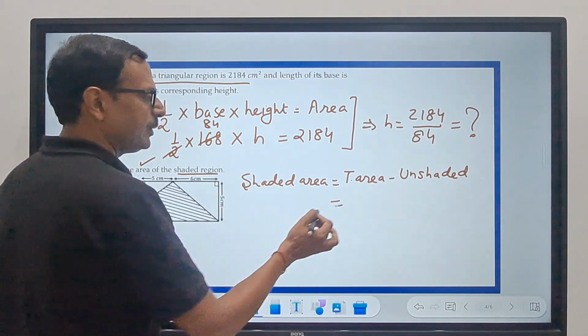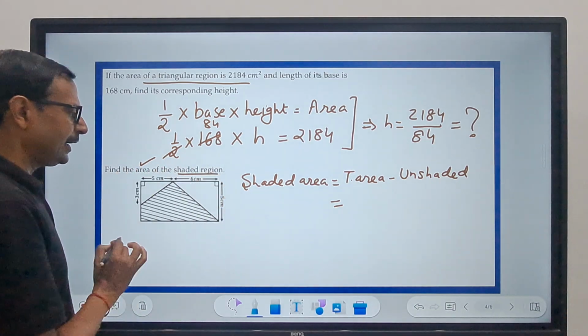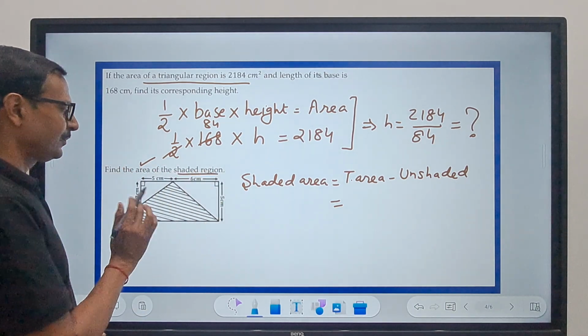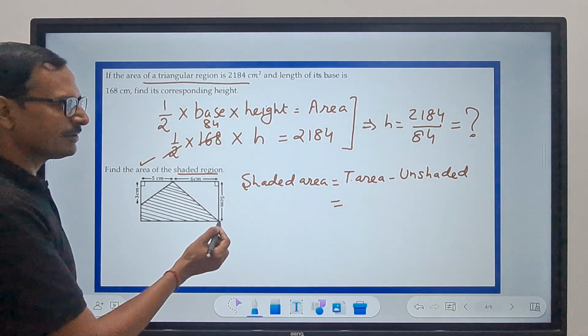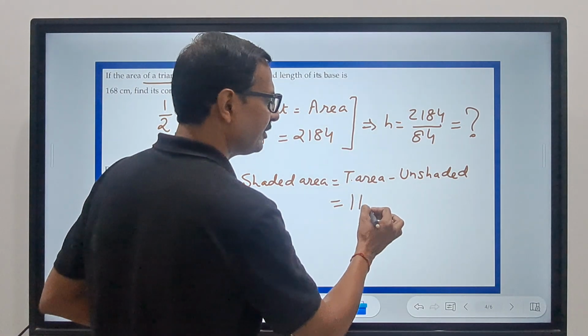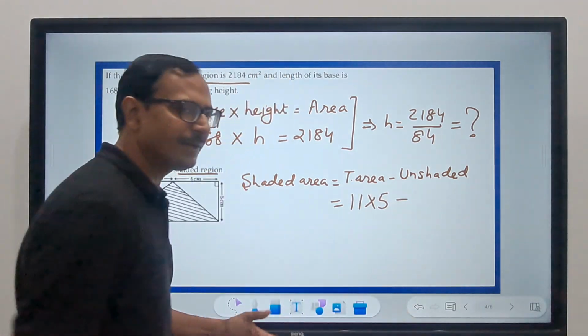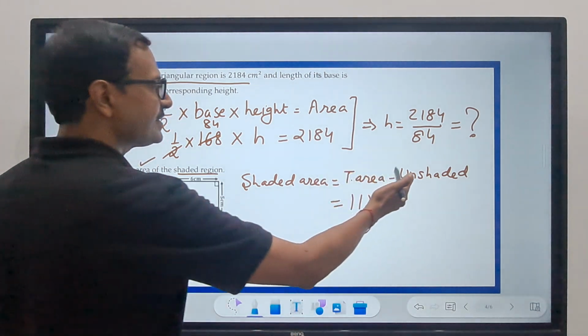The shaded area will be obtained if you have the total area. Total area is a rectangle, right? If you see 5 plus 6, 11 is the length and 5 is the width. So total area is 11 into 5, right? Length into width, minus the unshaded area.